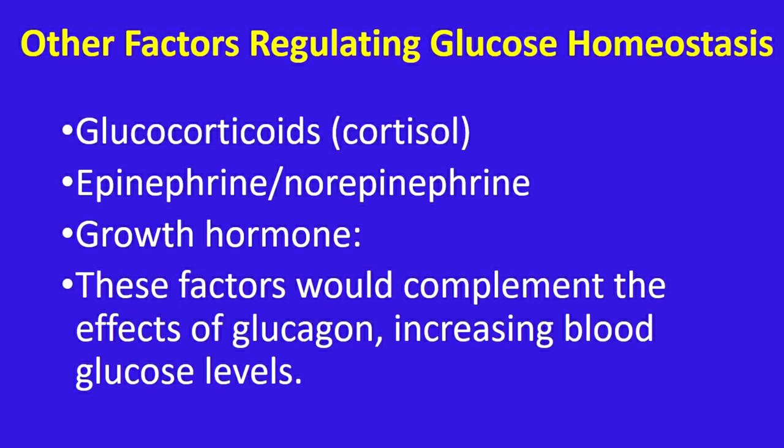Okay, so together with glucagon, which is another very important hormone that increases blood glucose level. So added together, there are four very important factors that can increase blood glucose level. They are glucocorticoid, epinephrine, norepinephrine, growth hormone, and glucagon.